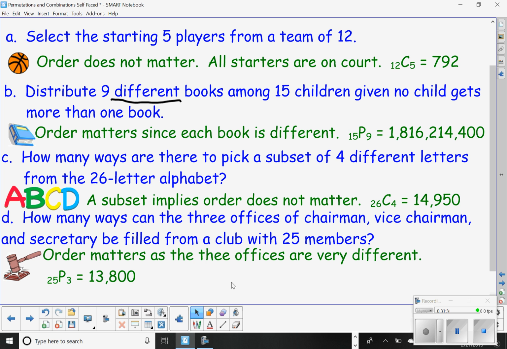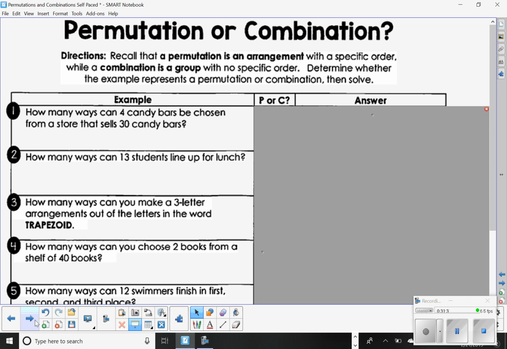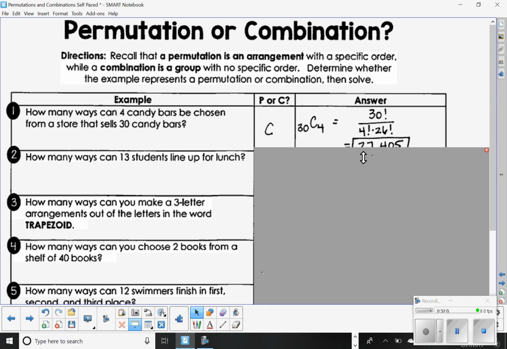So, when you turn to your next page in your notes, you're going to see that it says permutation or combination. Permutation or combination. Which one is it? Well, you decide. We're going to look at the first one. How many ways can 4 candy bars be chosen from a store that sells 30 candy bars? Well, think about it. Is it a permutation or combination? Combination.